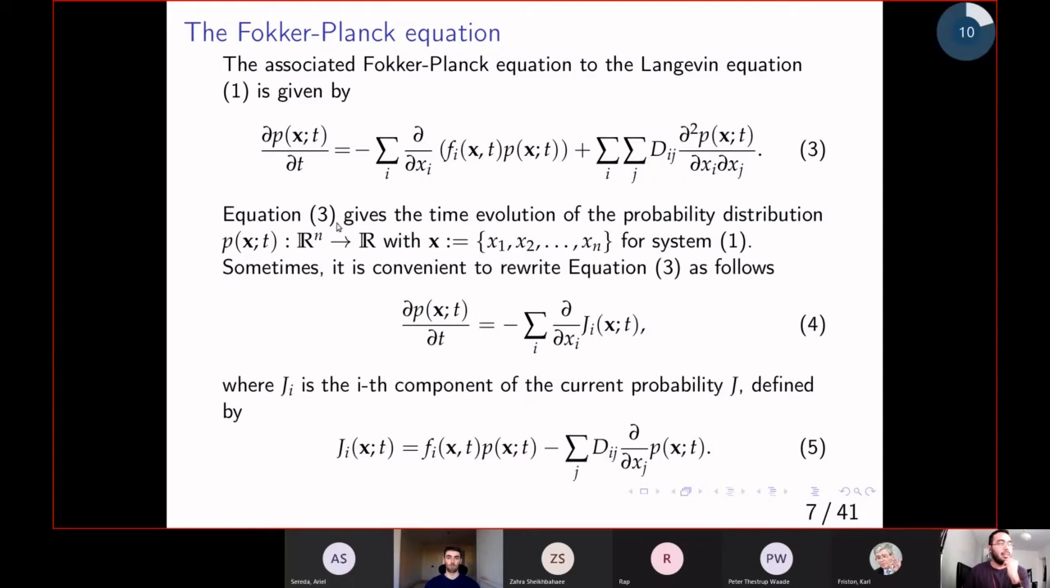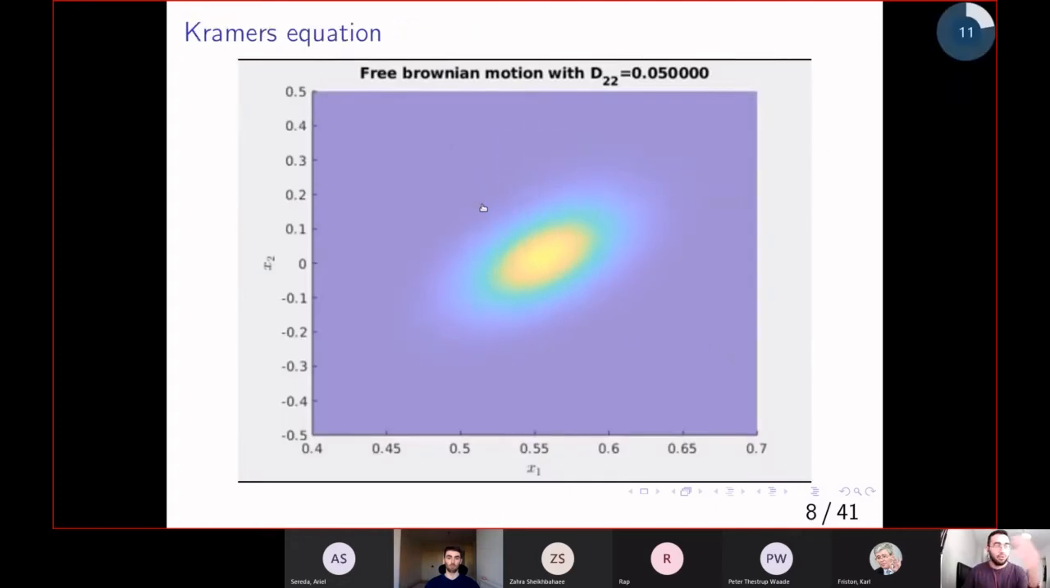So usually the way to describe this Fokker-Planck equation is like in equation 4, where we write the partial derivative of the probability distribution over time as a term we call the current. And that current is described by equation 5. Okay. And if you solve that partial differential equation, this is what you may get, something like this.